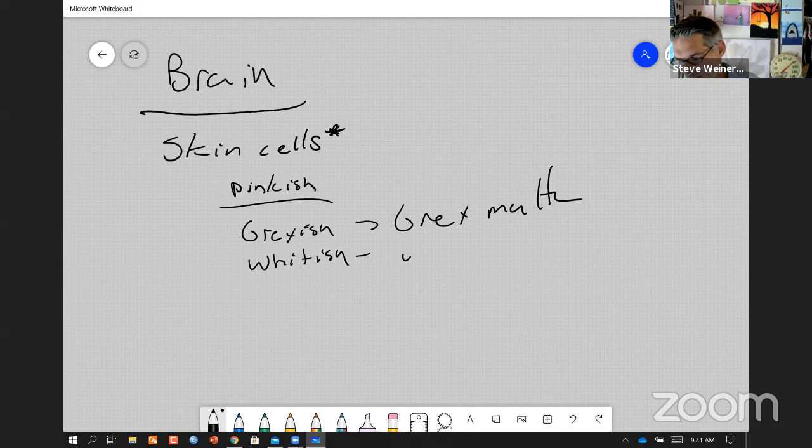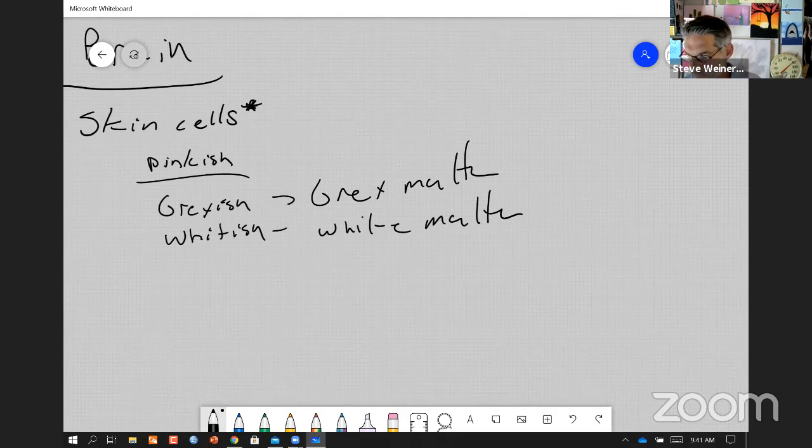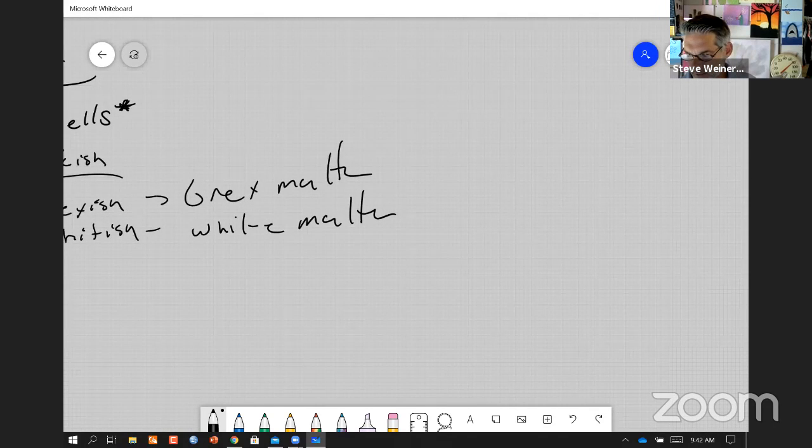Gray matter and white matter. Now, a lot of times people like to use the word gray matter to mean intelligence, using a lot of gray matter. Okay, so the grayish portions of our pinkish brain, the gray matter, these are the neurons.